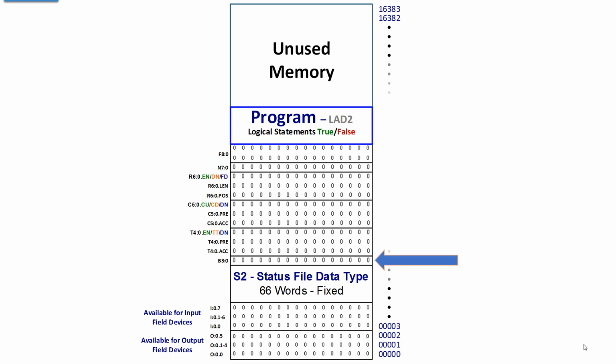For the One Shot Instruction, we need to use a bit, and it should be a bit from either a binary file or an integer file. Both the B3 and the N7 files, you can address those memory locations at the bit level.